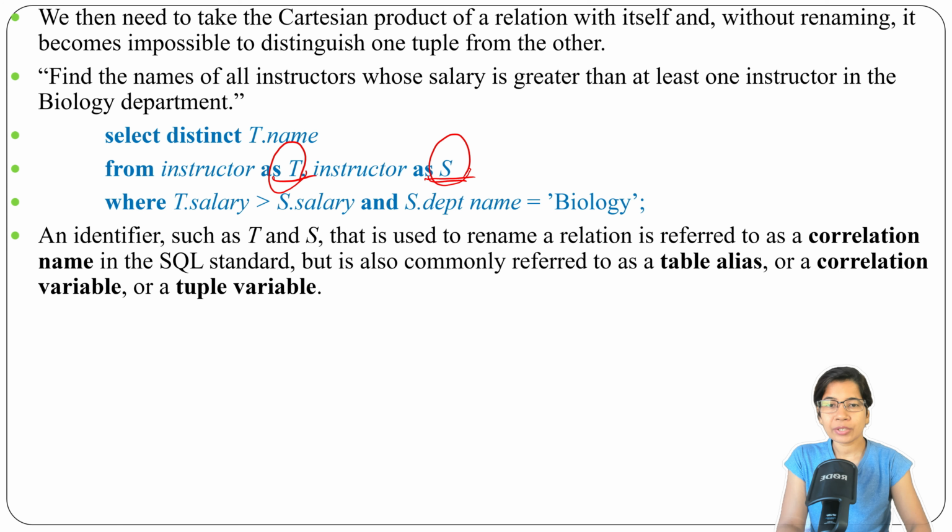In today's lecture, I discussed the rename operation. The rename operation we can write by using the as clause: old name, as, new name. For various reasons we can use the rename, especially for comparison. In select, and also in from, we can use the as clause. In select, for renaming the attribute. In from, for renaming the relation.